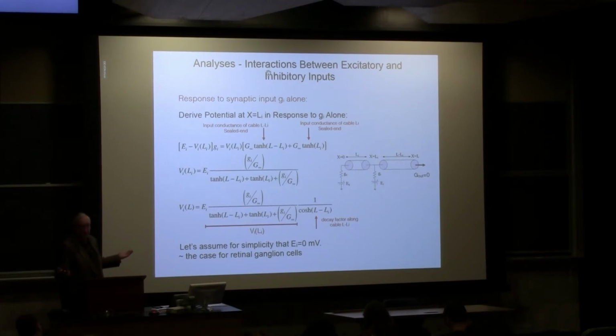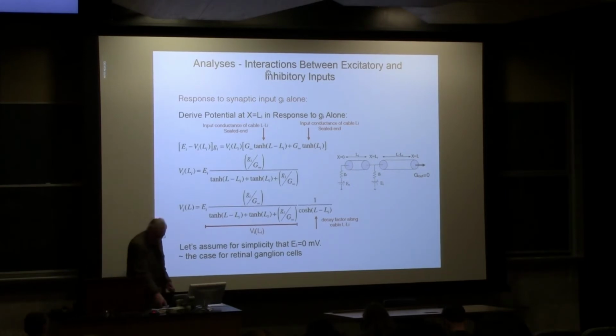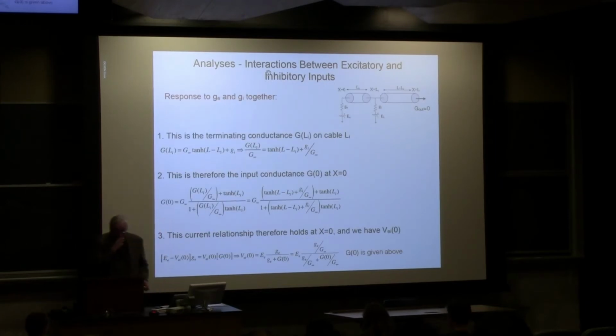But for shunting inhibition, I said that reversal potential is 0. So we don't need to go through all of that. We know that if this battery is at 0 millivolts and this is tied to ground, changing this conductance doesn't inject any charge into this cable structure. So there's no voltage out here. It's 0. It's easy. Okay, that's the easy case. Now what if we apply them together?